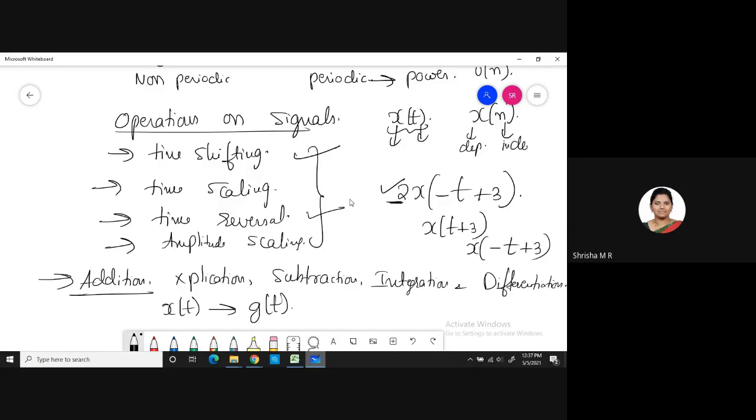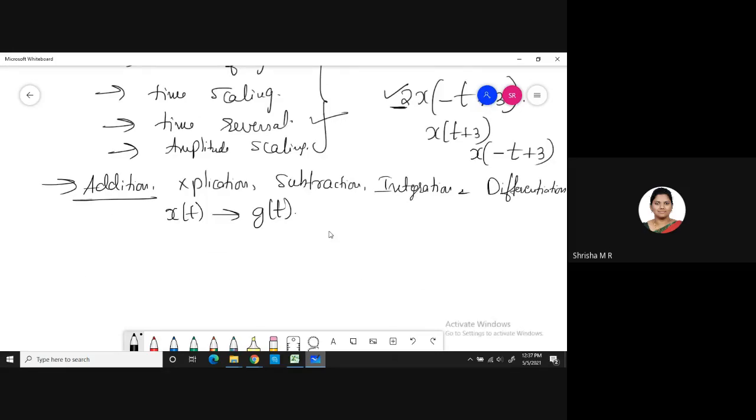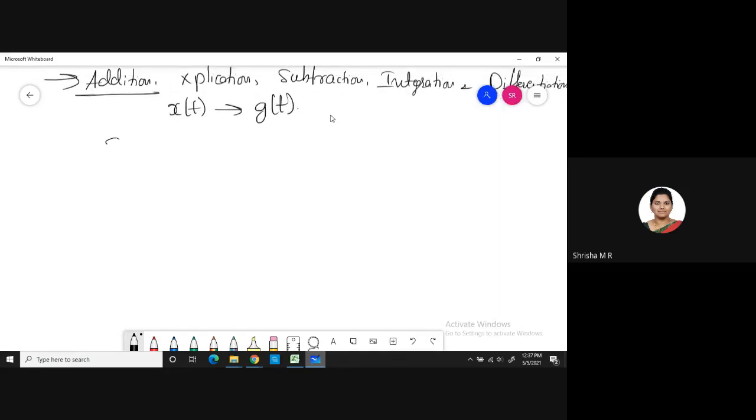So coming to unit 2, you have systems. We have been dealing with signals only. Now we'll deal with systems. In our first class, we have seen what a system is. Definition of system we had seen. So what is a system? Can anyone tell?